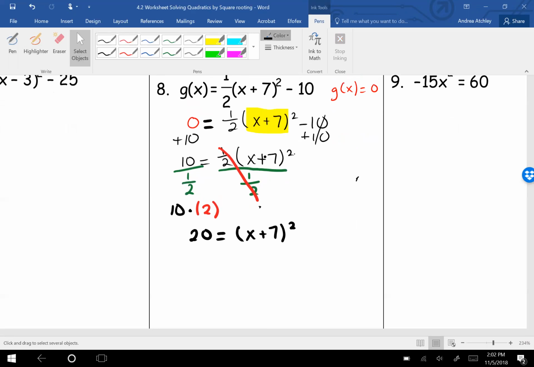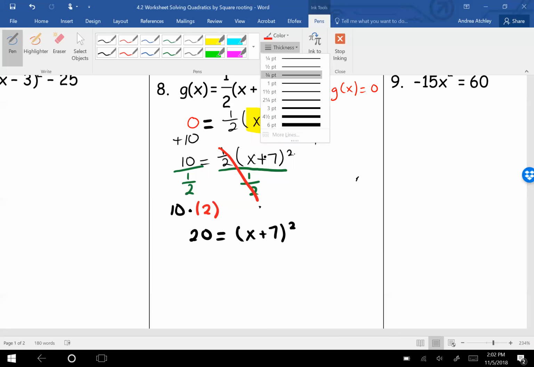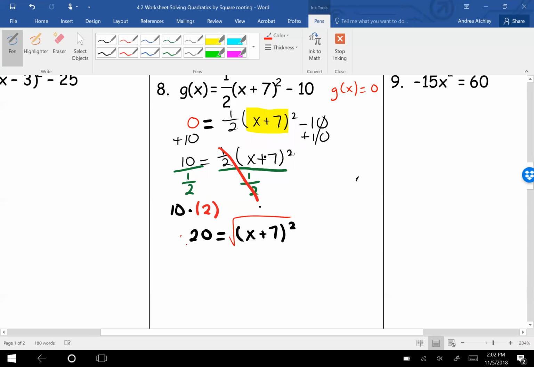Now I need to square root both sides. So I square root both sides. When I square root the x plus 7 squared, it just cancels out the squared, and I get left with just the x plus 7. Now when I square root 20, I don't know the square root of 20, so I'm just going to keep it as the square root of 20, the exact amount. But I also know that it has to be a negative square root of 20 as well, because it could have been either one of those that multiplied to 20.